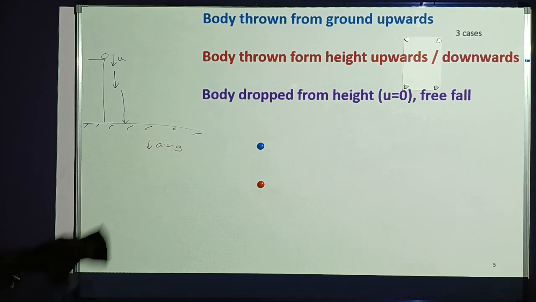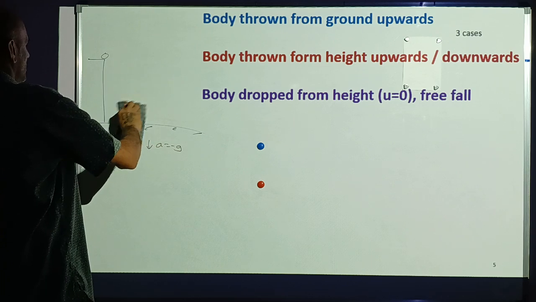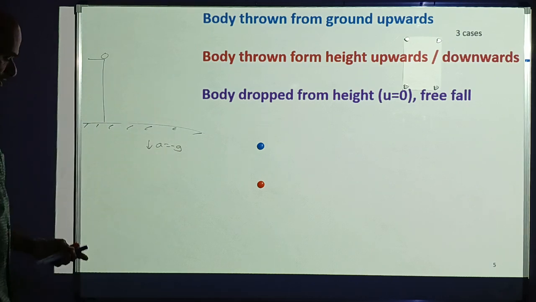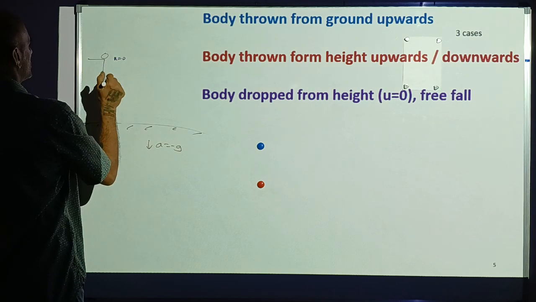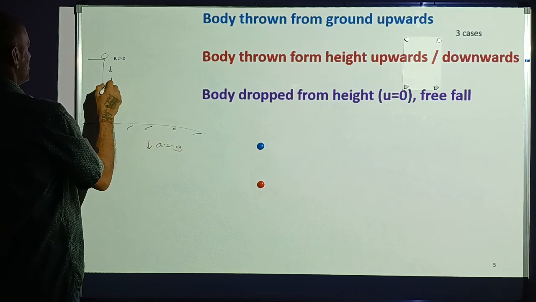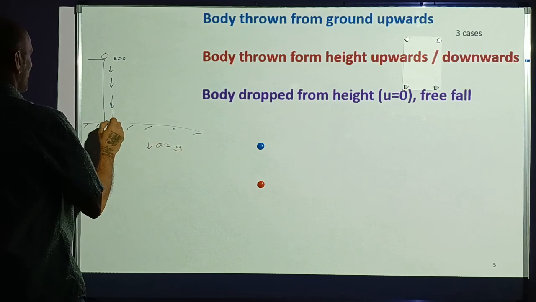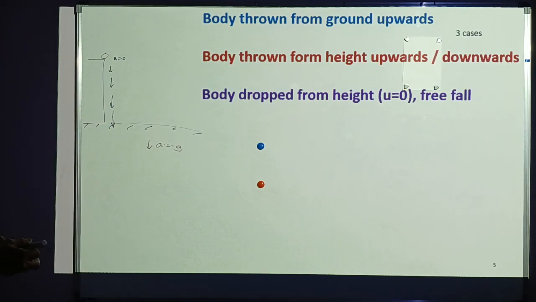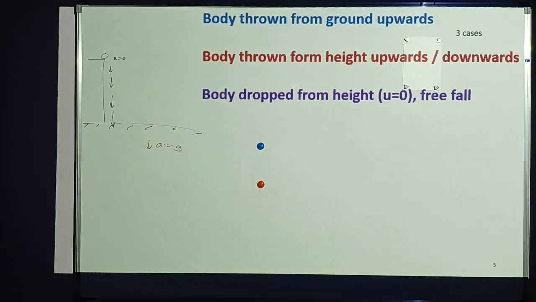The third case is when from the height it's being dropped, or it's just released. So the initial velocity u is 0. So the velocity will keep on picking up and have a maximum value when it reaches the ground. So the ball which is being released with the initial velocity 0 is called free fall, because you're just dropping it.